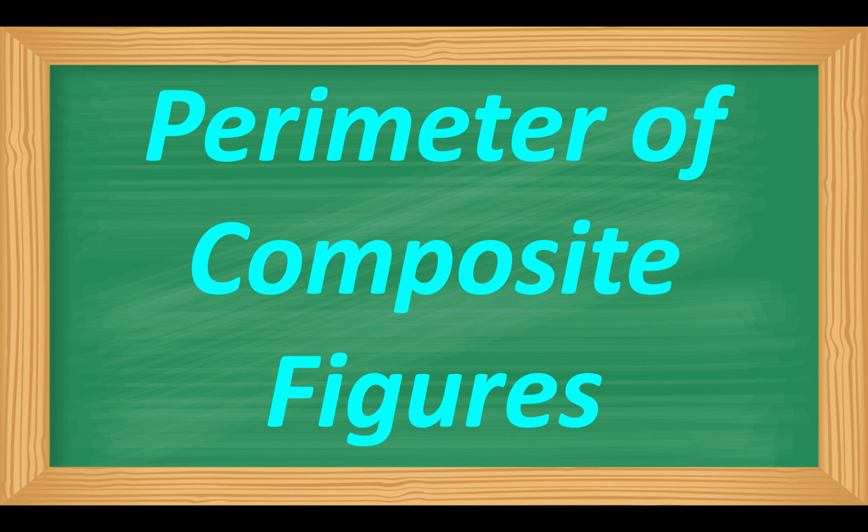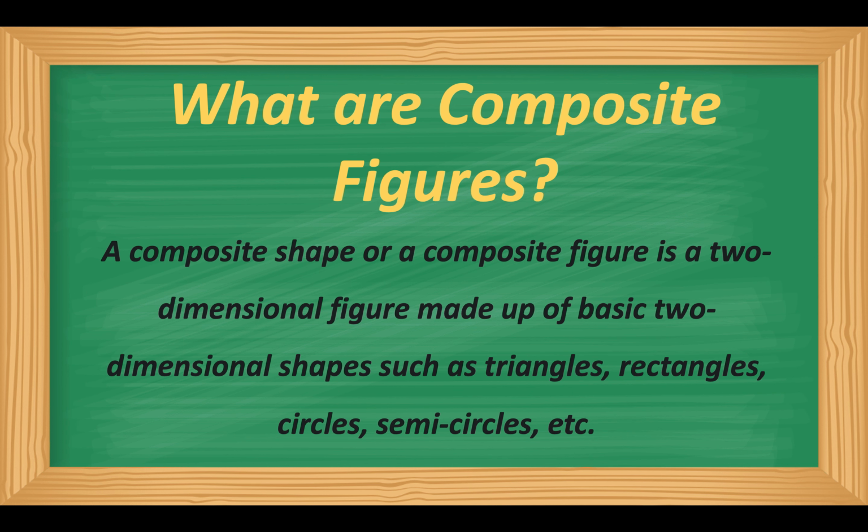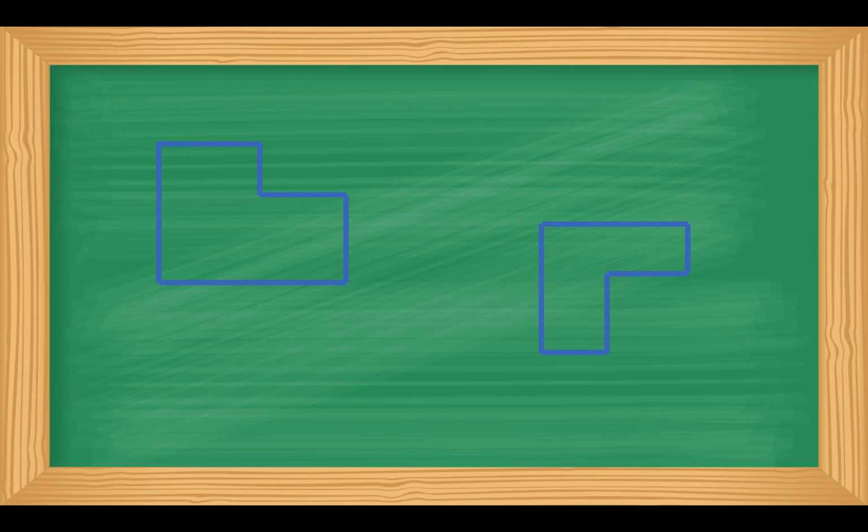Today's video we'll be looking at the perimeter of composite figures. Now you may ask, what is perimeter? This is the distance around a two-dimensional shape. Now you may also be wondering, what are composite shapes or figures? A composite shape or figure is a two-dimensional figure made up of basic two-dimensional shapes such as triangles, rectangles, circles, semicircles, etc.